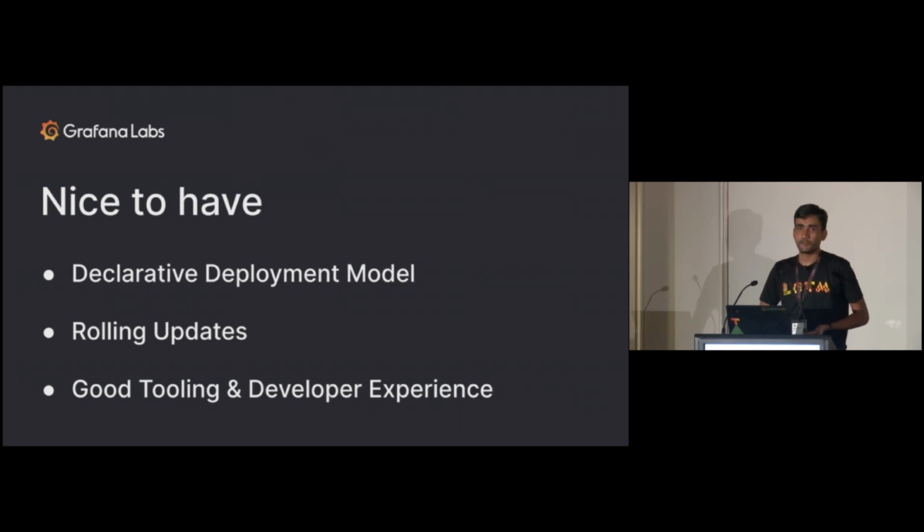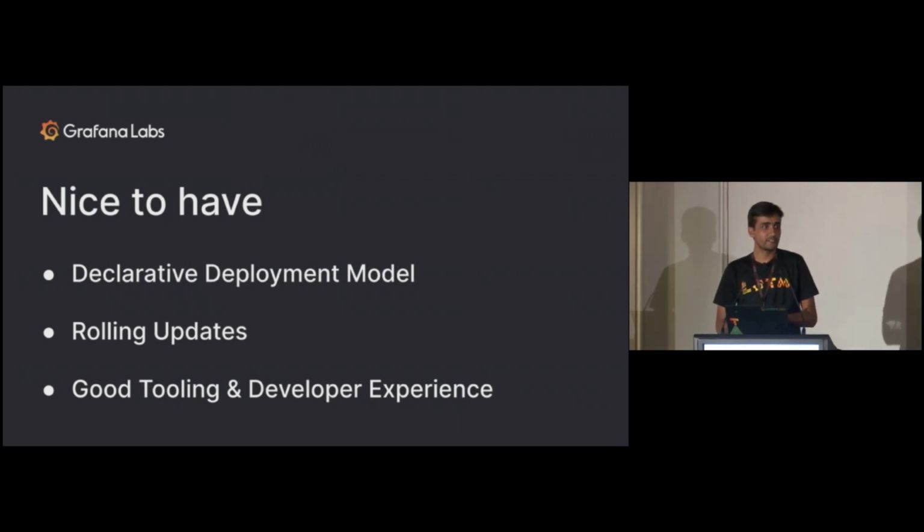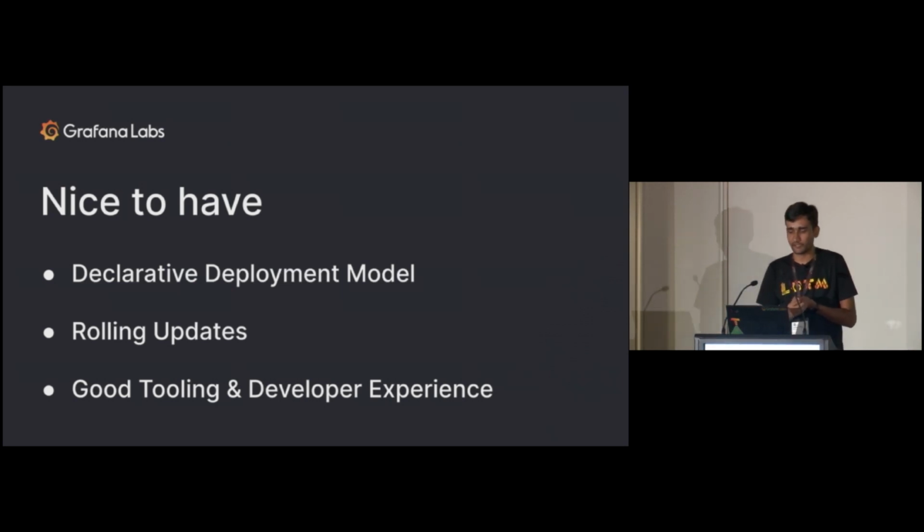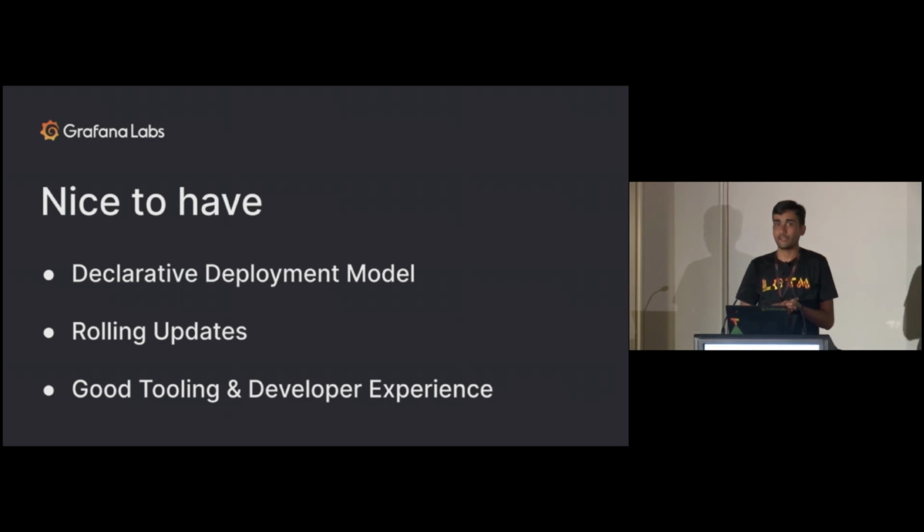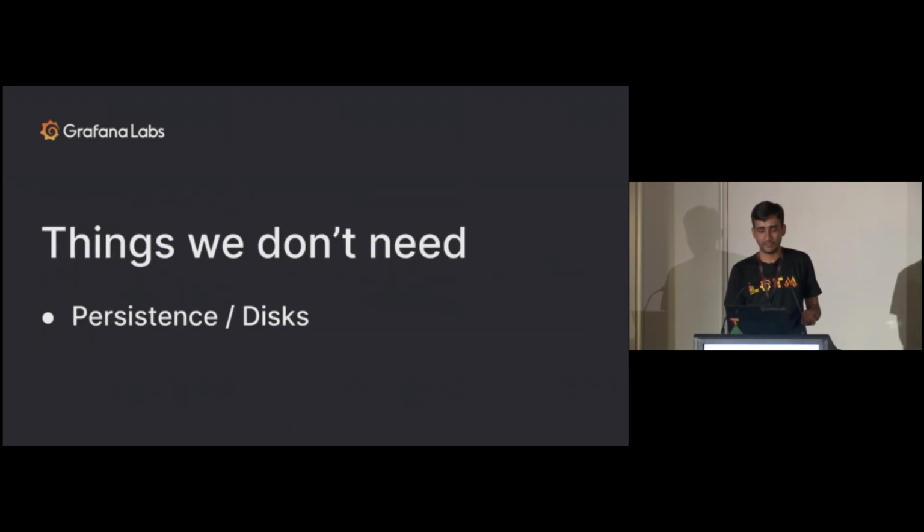Another one was, we've been using Kube, and Kube is really nice when it comes to deployment. There is a declarative deployment model. You can do rolling updates, and there is good tooling around it. We wanted to have these, but these were not hard requirements. They were more nice-to-have requirements.